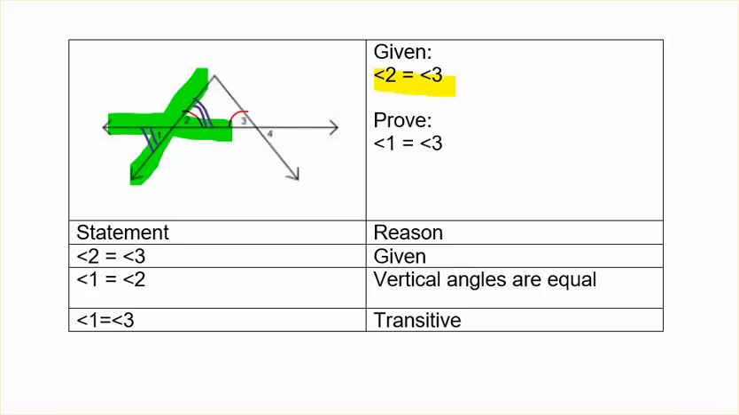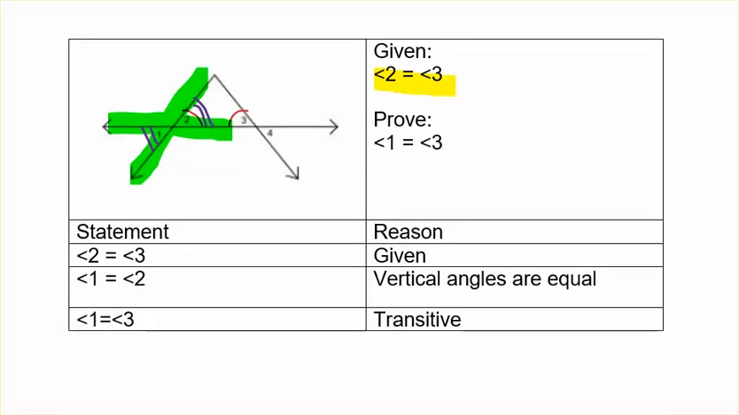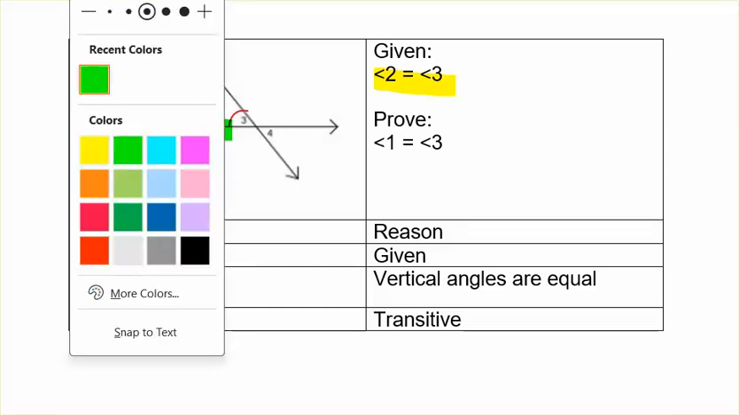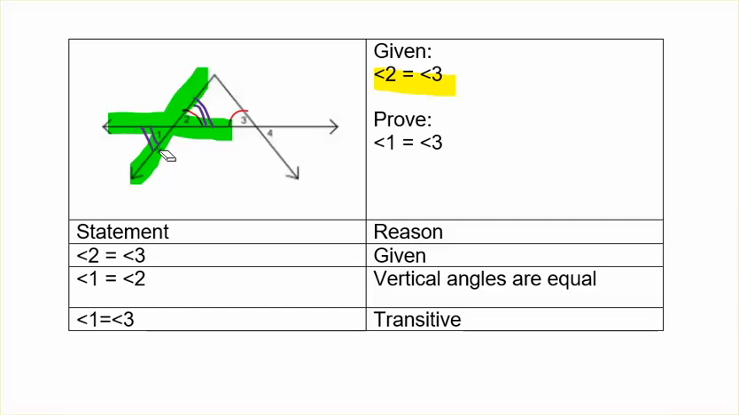Now we want to verify, are we actually done? Yeah, they wanted us to prove that angle 1 was equal to angle 3. So we are done when what it says in the proof is what you've written in the last statement, and you have a reason to explain it.